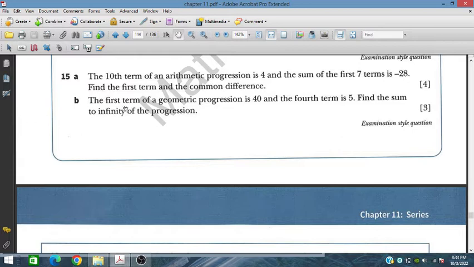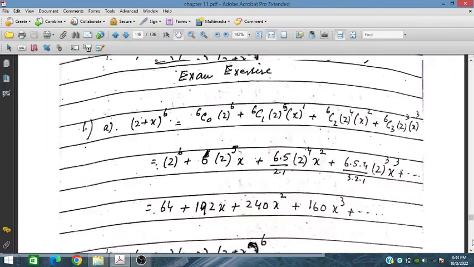And the second part, the first term of a geometric progression is 40 and the fourth term is 5. Find the sum to infinity of the progression. So we have to solve this problem number 15.